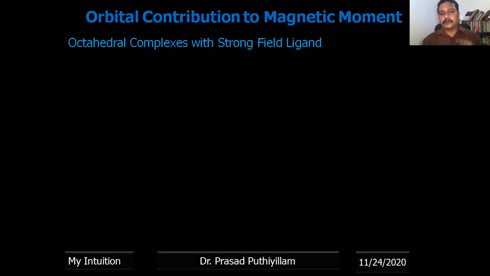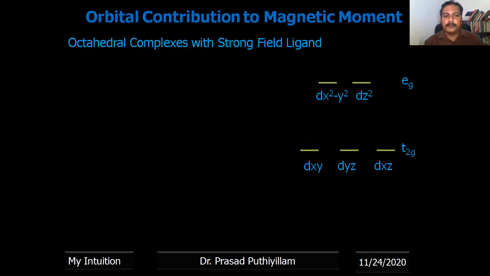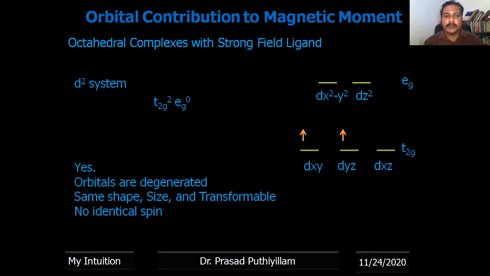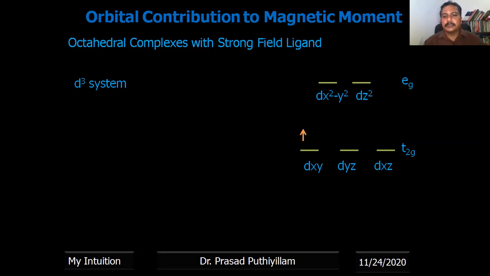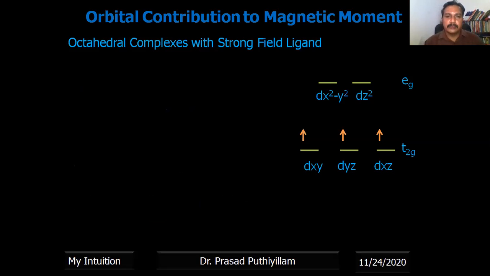Now we'll see octahedral complexes in the presence of a strong field ligand. Strong field ligand, t2g1 eg0 case, that is 1 electron, it is contributing. t2g2 eg0 is also contributing towards the magnetic moment. D3 system, t2g3 eg0, or t2g3 only, cannot contribute because there are identical spins in those degenerate orbitals.